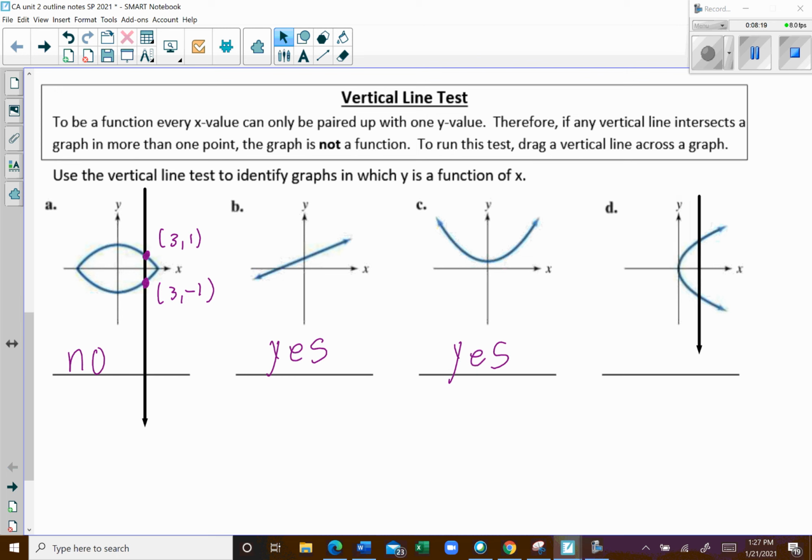And so yes. And then let's look at part D. This one would be no again, the same idea from example A. You can see that whatever this x value is right here, the problem is I'm getting two different results. So this one would be no.